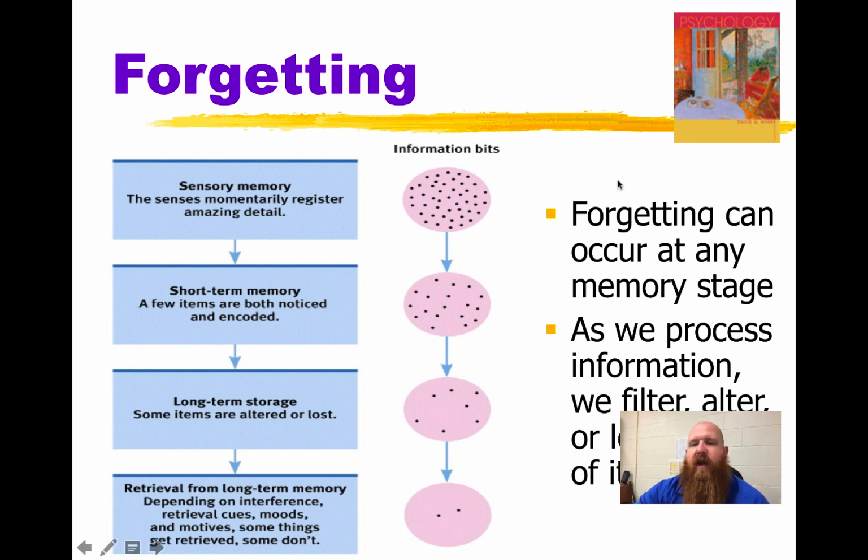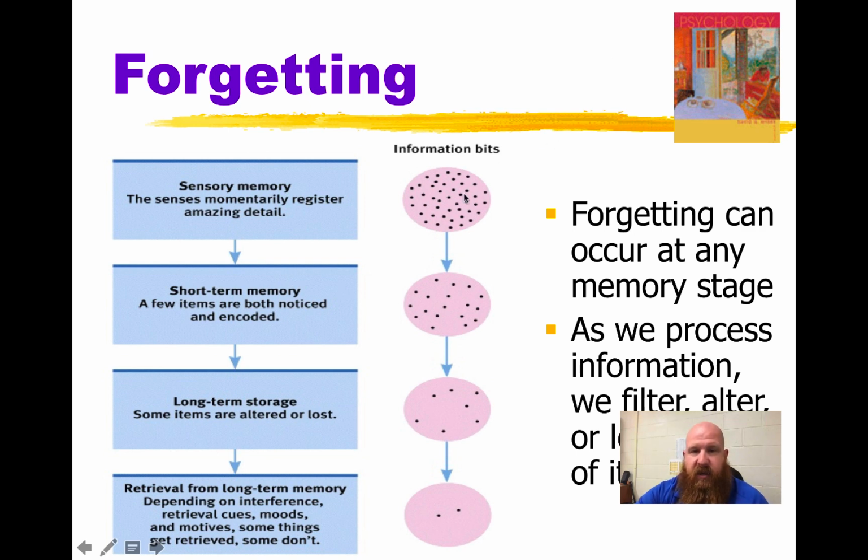You need to know that forgetting can occur at any stage in memory, that as we process information, we filter, alter, or lose a lot of it. So what we retrieve a lot of times is the most important. Well, look at it like this. Here is an event, something that happened, and let's say it's broken up into a bunch of information bits. Let's say you win $1 million, Publishers Clearinghouse or whatever, and all these information bits are pieces of that experience.